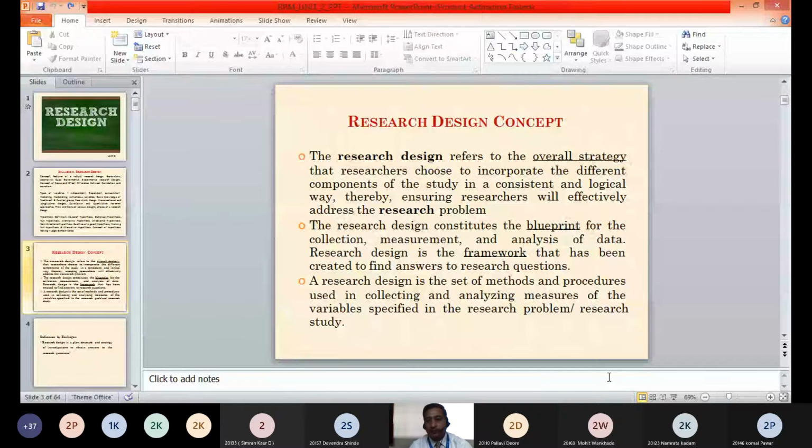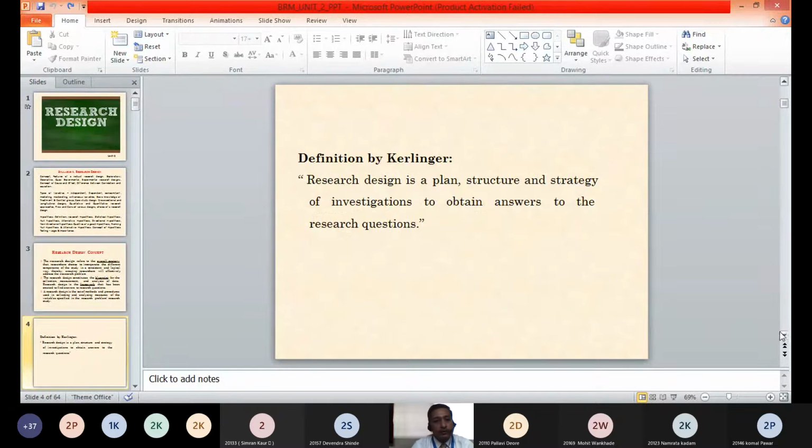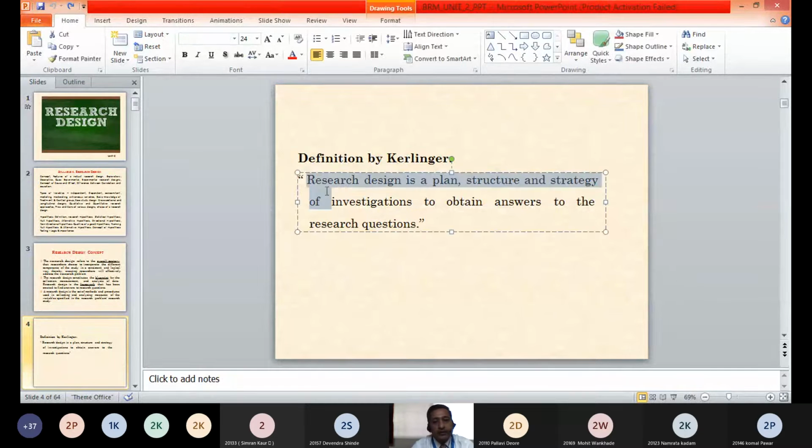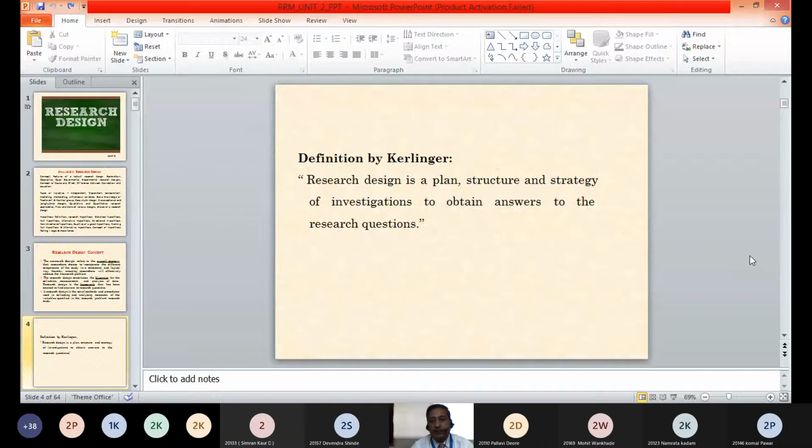Now going ahead, another simple definition given by Kerlinger. What this definition says about research design is: research design is a plan, structure, or strategy of investigation to obtain answers to the research question. This is a very simple definition. Now, Simran, you will be more clear with this definition.